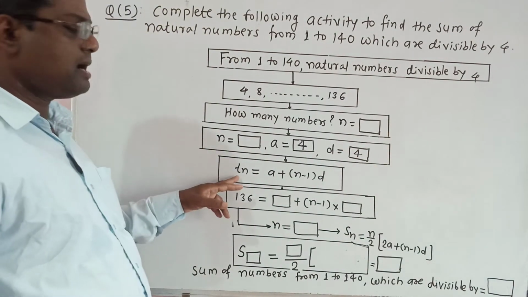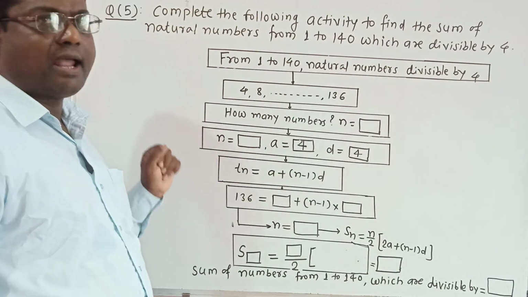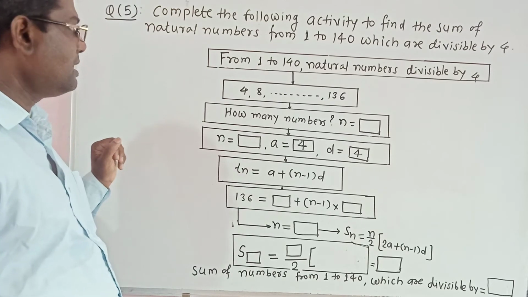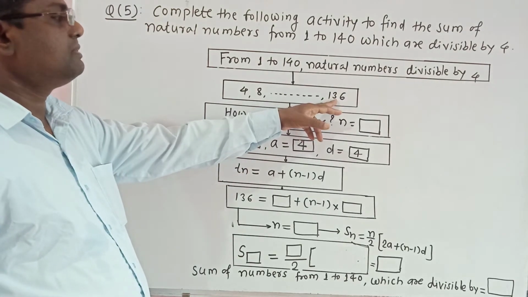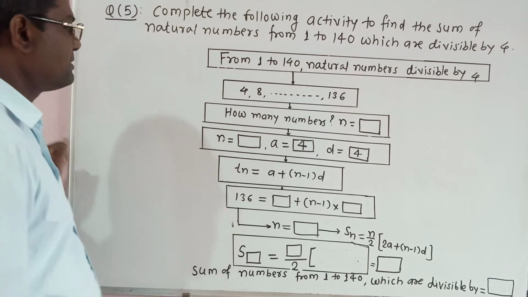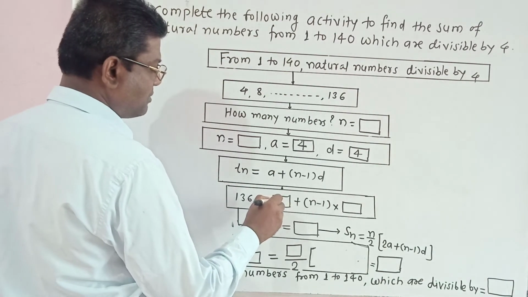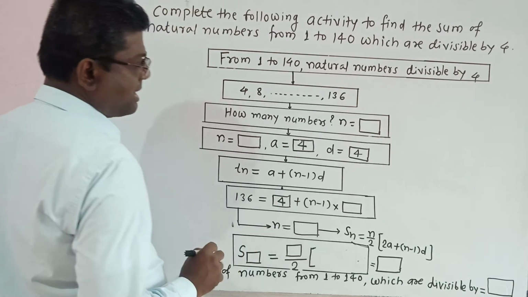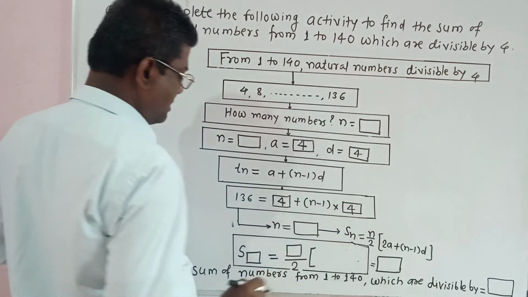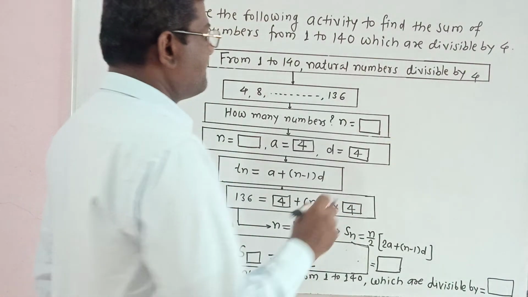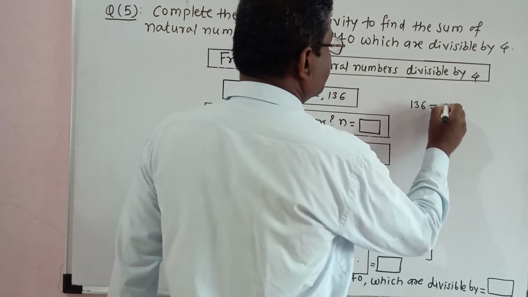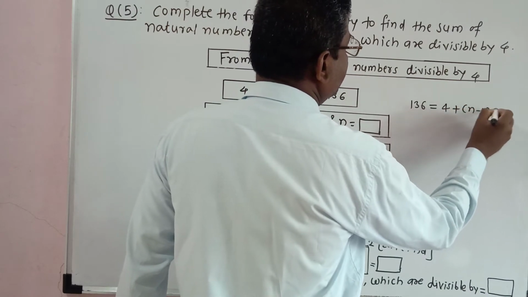Now we have the formula Tn is equal to a plus n minus 1 into d. This is the formula for the nth term of an AP, and here the nth term is given as 136. Therefore Tn is equal to 136, the value of a is 4, and the value of d is also 4. Now let's solve this equation. We have 136 is equal to 4 plus n minus 1 into 4.